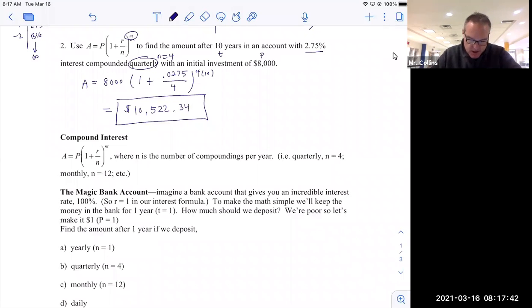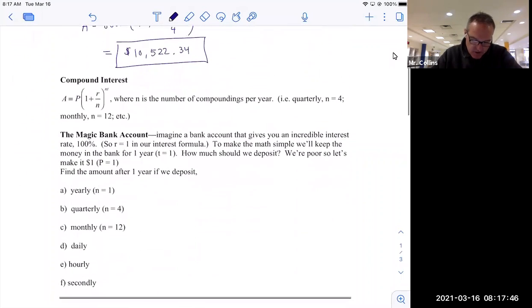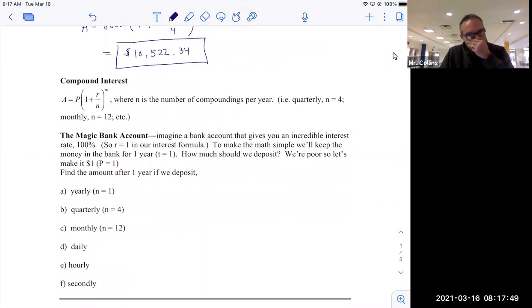Okay, guys, so we're continuing on this worksheet of properties of exponential functions. And we're going to use this compound interest formula, which of course we know n changes depending on how many times a year your interest gets compounded. Quarterly would be 4 times a year, monthly would be 12, I guess daily would be 365.